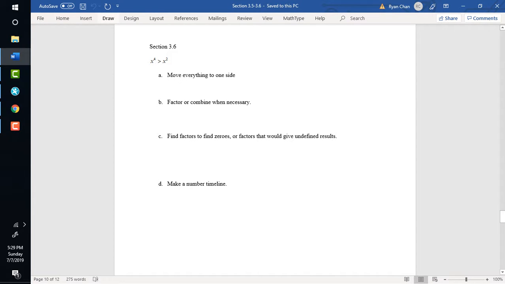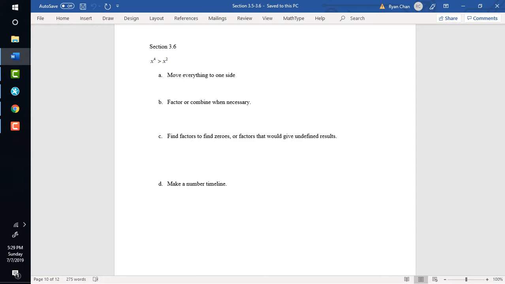Today we're going to be going over section 3.6. 3.6 deals with polynomial inequalities and how to solve inequalities for the following. Okay, so I have an example of an inequality, and I can clearly see that I have degree 4 and degree x squared, and I need to solve, essentially, what values will fulfill this inequality.